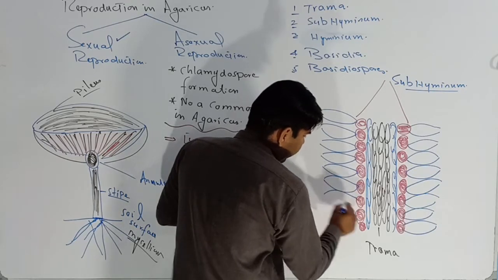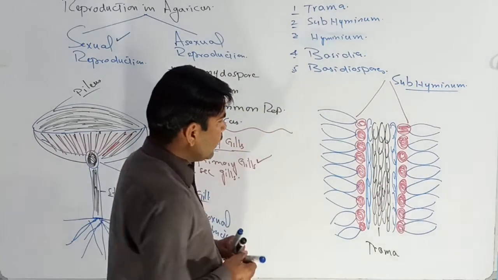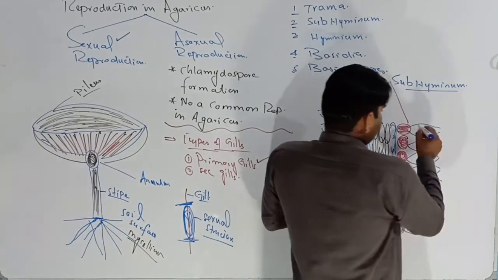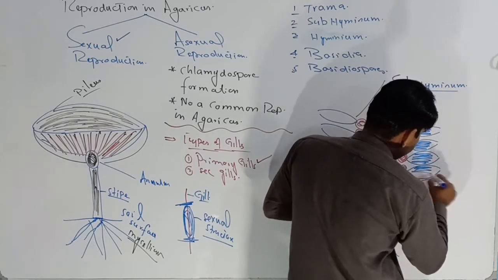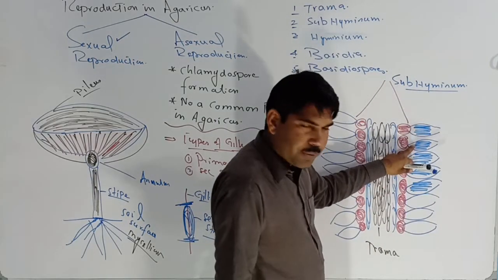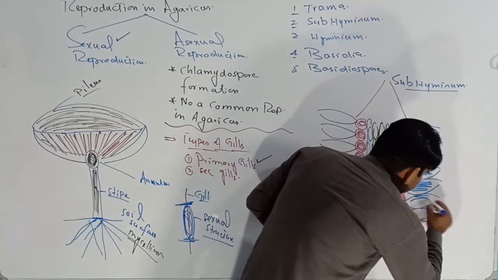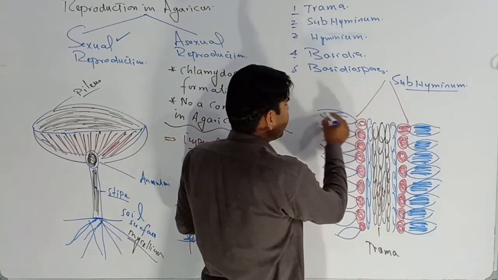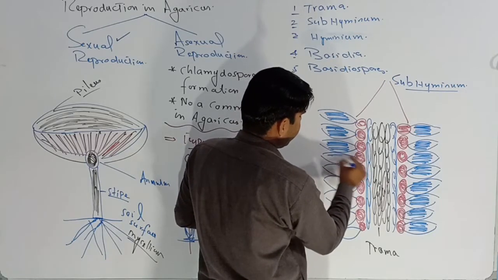And the basidial layer of this structure is known as hymenium. Each structure is known as hymenium. So this is a hymenium. All this structure, the one unit, this one is known as basidia, this one is known as basidia. Each cell is known as basidia, but the whole layer of basidia is known as hymenium. Each layer of basidia is known as hymenium.